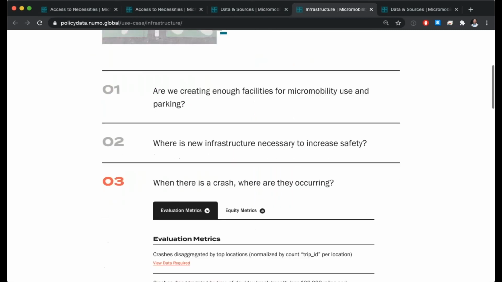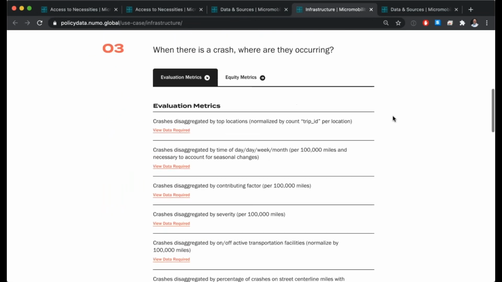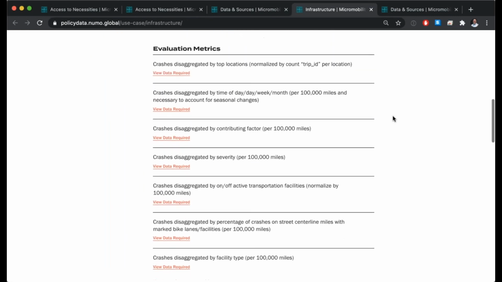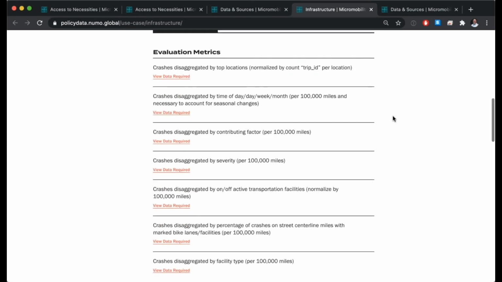So I'll jump down here just to take another look at another use case, which is when there is a crash, where are they occurring? So we've created a number of different evaluation metrics here. You can see this is probably one of the longest that we have. Crashes disaggregated by top locations, by time of day, by the contributing factor of the crash, by the severity of the crash, whether or not it occurred on or off active transportation facilities, what is the percentage of crashes on street centerline miles with marked bike lanes or facilities, and then lastly, disaggregated by facility type.